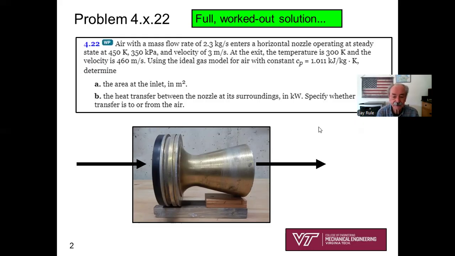Using the ideal gas model for air with constant specific heat, Cp equals 1.011 kilojoules per kilogram degree K, determine two things: A, the area of the inlet of the nozzle, and B, the heat transfer between the nozzle and its surroundings in kilowatts, and specify whether the heat transfer is into or out of the air. Well, let's get started without disclosing whether it's going to be easy or hard.